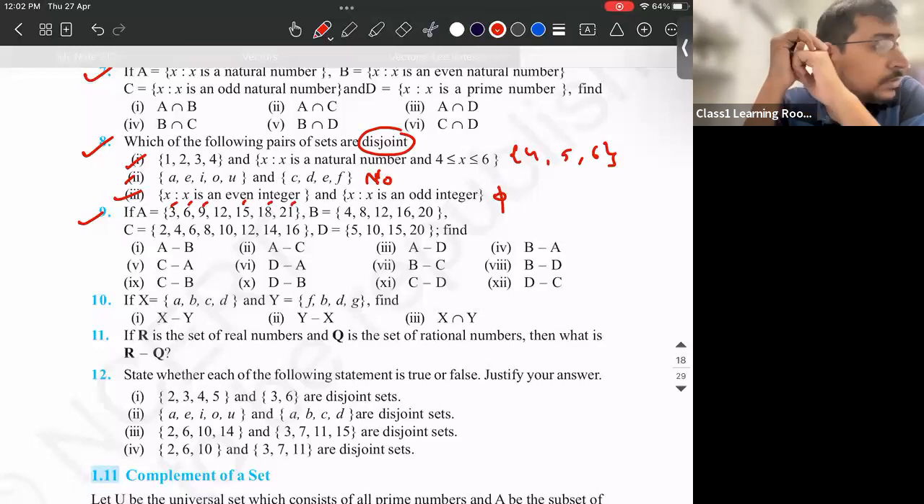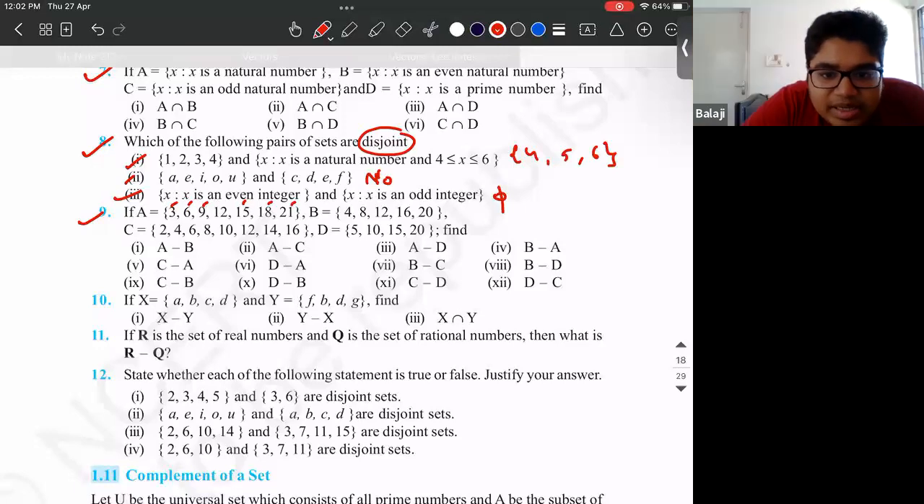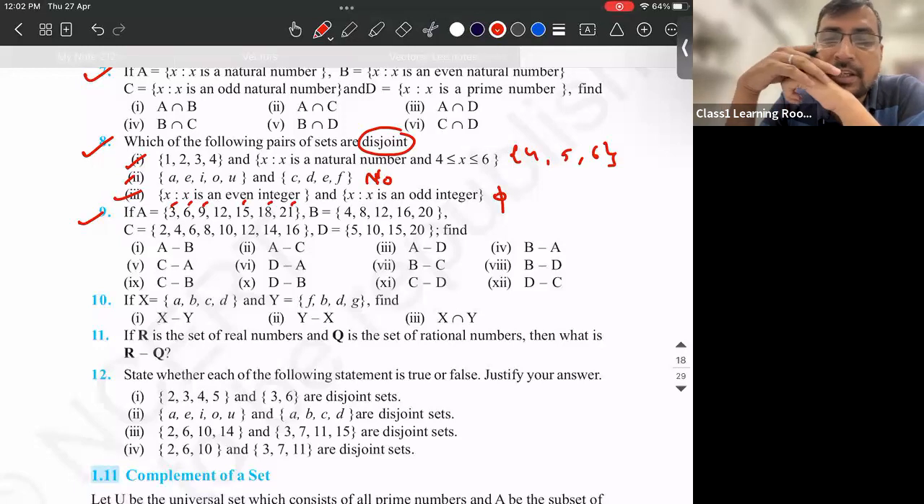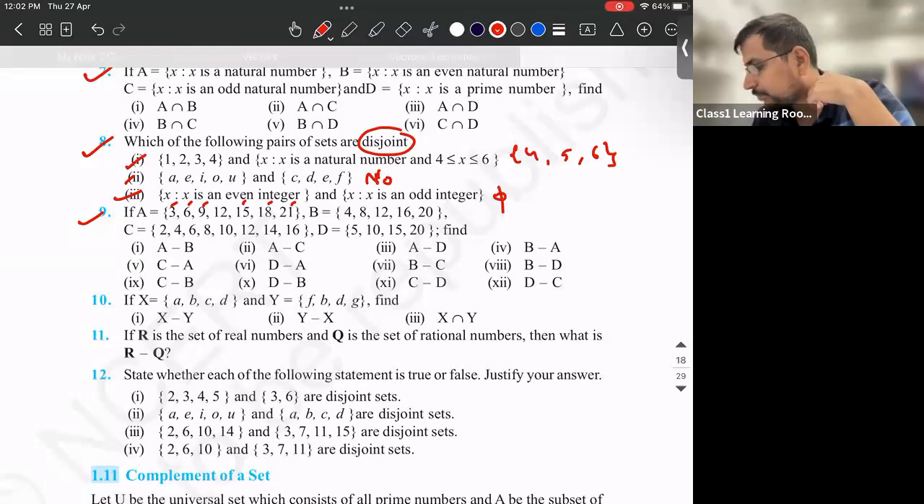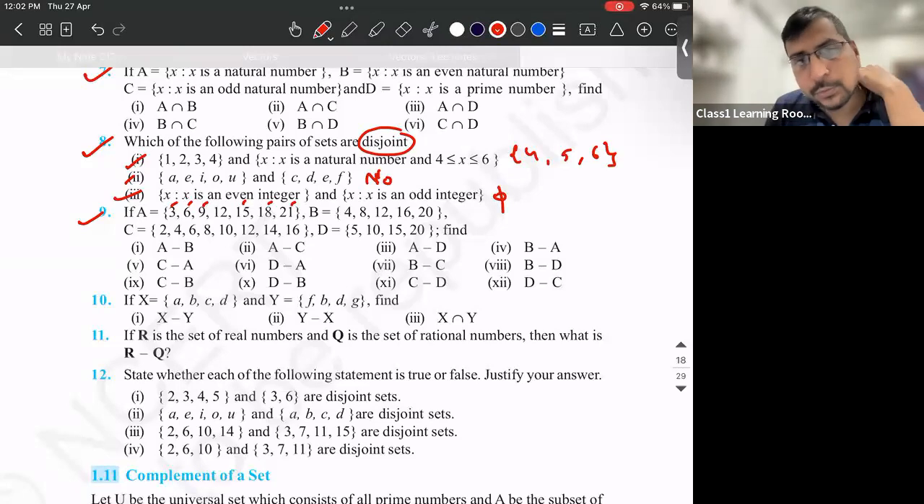And what is A minus D? In A minus D, we will exclude 15. We'll only exclude 15 from A. Correct. What is B minus A? From B minus A, we will exclude only 12, only 12 in set B. Correct. That's right. Ananya, you tell me the remaining 4.